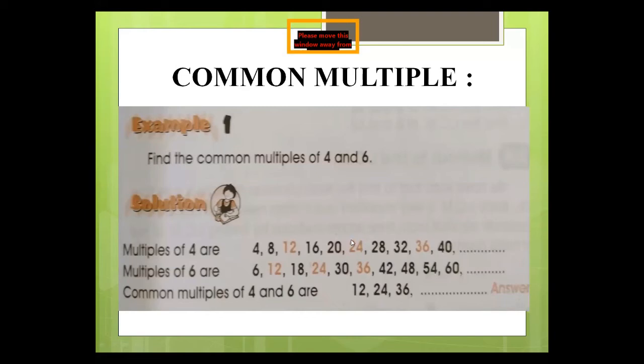So firstly, here you just list only the first 3 to 5 multiples. So what is common between 4 and 6? Here you see that the common multiples of 4 and 6 are 12, 24 and 36.